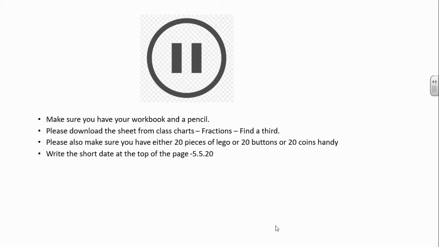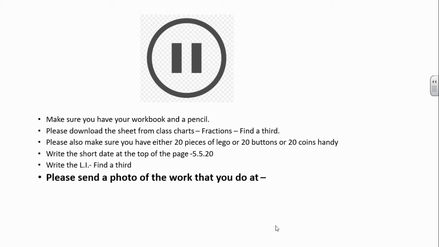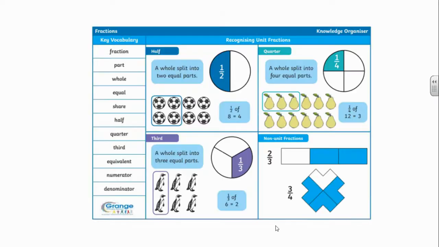Write the short date at the top of the page, 5.5.20. Write the LI, find a third. Once you've finished your work, please send a photo of your work at year2@grange.harrow.sch.uk. We're going to look at this part of the knowledge organizer where it says a third.